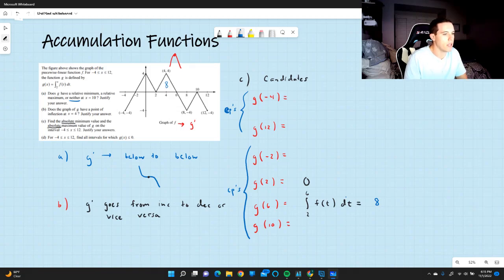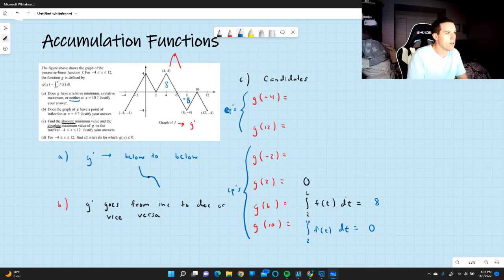All right, so how about 10? Well, same deal. We accumulate from 2 to 10, f of t dt. And that just says find the area from 2 to 10. And look at this, we get a negative 8. So the original function went up and then back down at 2. So this is negative 8. Nope, sorry. 8 minus 8, which is 0.